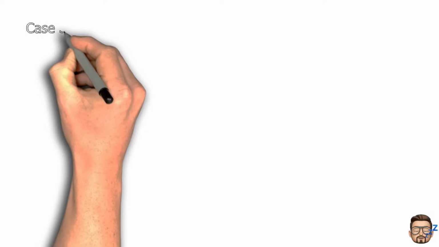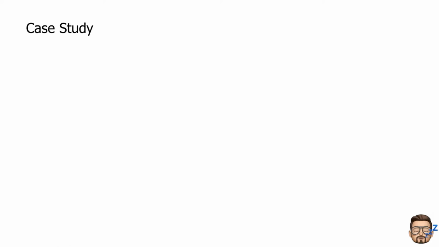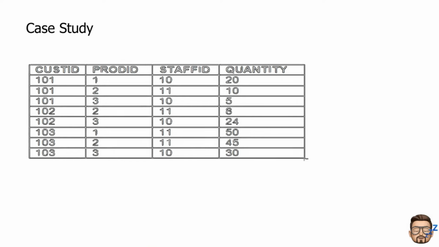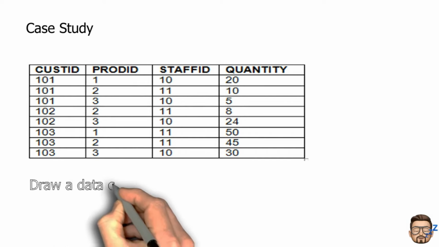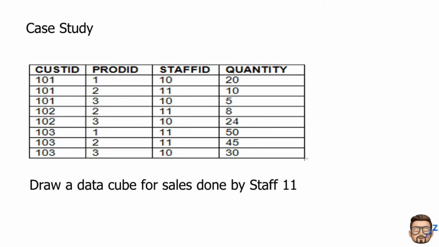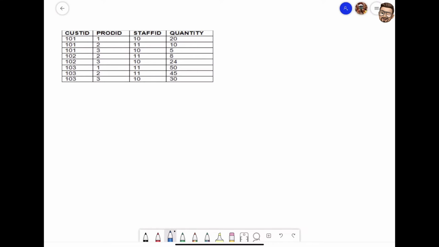Now let's take a look at this case study for you to understand better how to draw a data cube. You are given data of customer, product, staff and quantity in the sales table. The question is, draw a data cube for sales done by staff 11. As I said, the first task that you need to do is find the fact table or the measure. Okay, something numeric here is the quantity, because customer, product and staff are something descriptive.